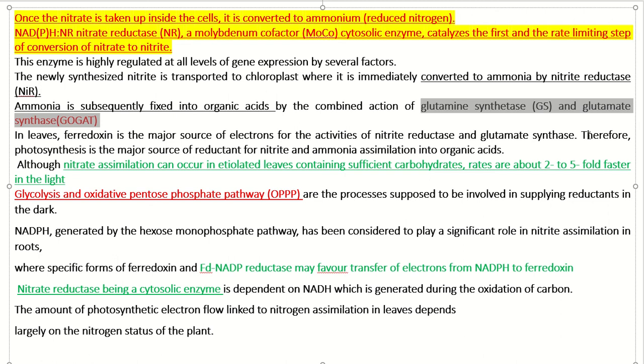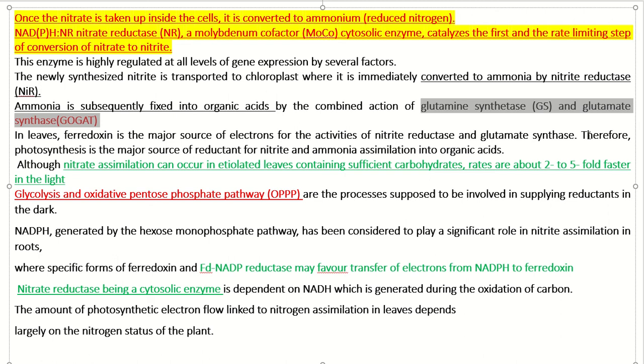With light and sufficient carbohydrate in the etiolated leaves, nitrate assimilation occurs. Now the reduced form NADPH generated by the hexose monophosphate (HMP) pathway is considered to play a significant role in nitrite assimilation, where? In the root. So I have taken three things: one is etiolated leaves, another is leaves, and third is root. Okay.